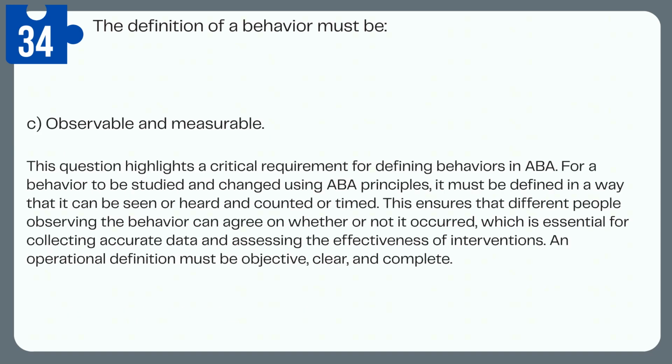Answer: C. Observable and measurable. This question highlights a critical requirement for defining behaviors in ABA. For a behavior to be studied and changed using ABA principles, it must be defined in a way that it can be seen or heard and counted or timed. This ensures that different people observing the behavior can agree on whether or not it occurred, which is essential for collecting accurate data and assessing the effectiveness of interventions. An operational definition must be objective, clear, and complete.